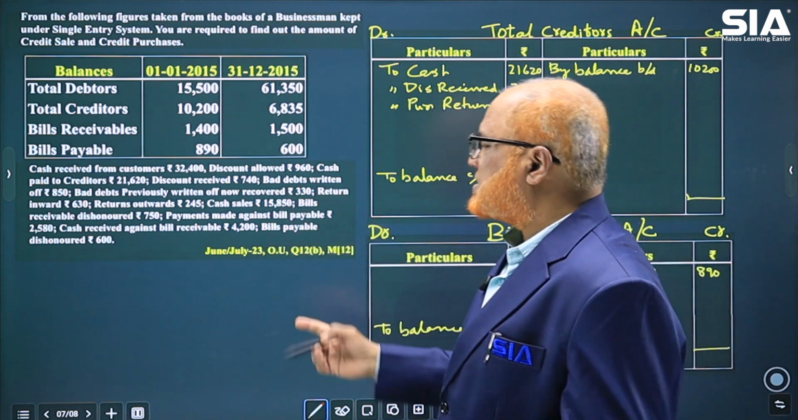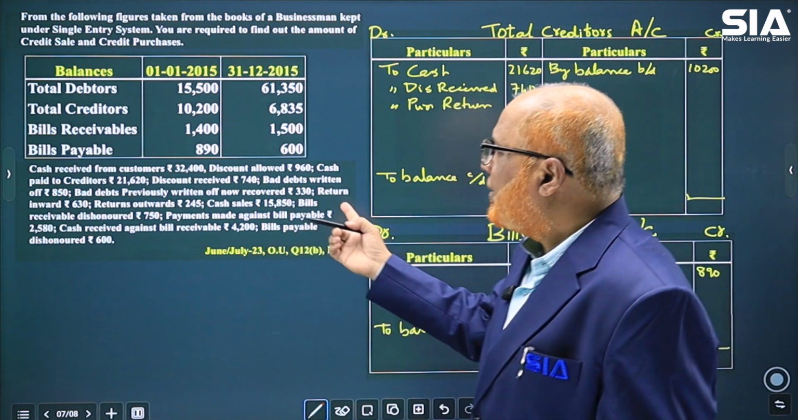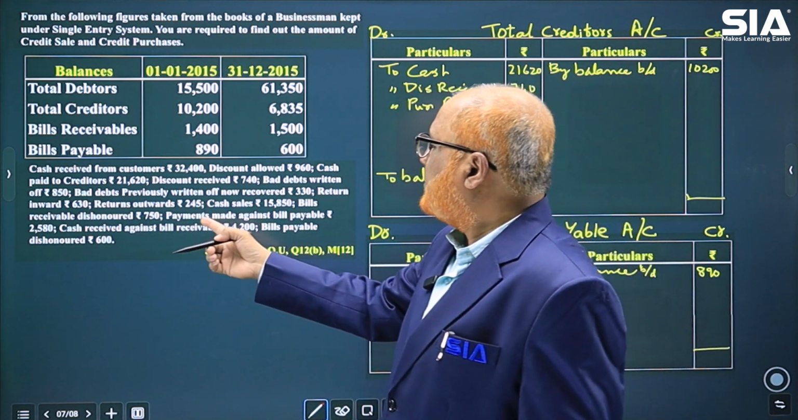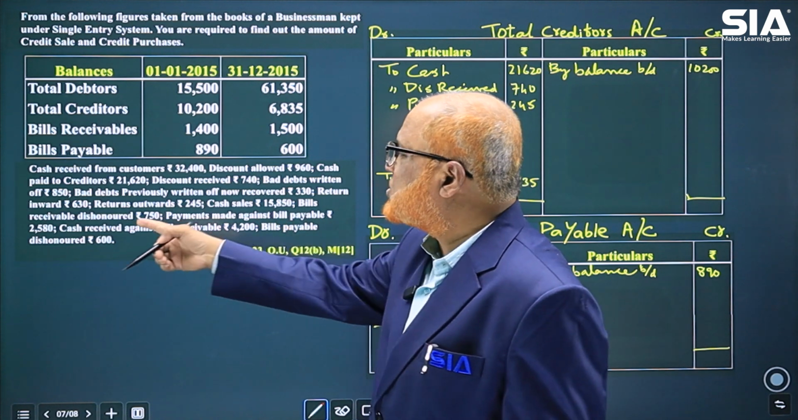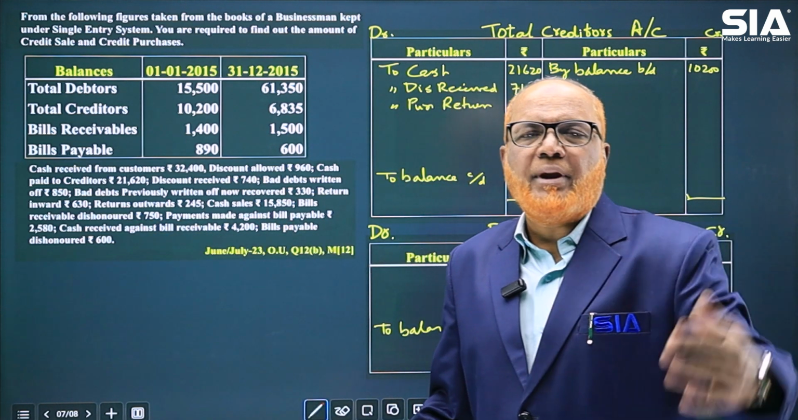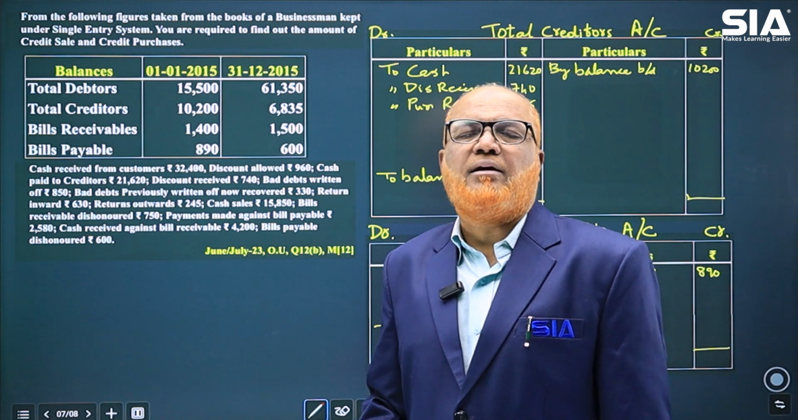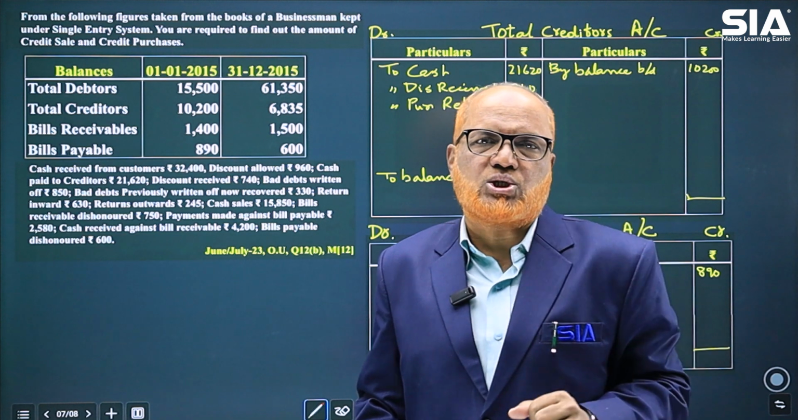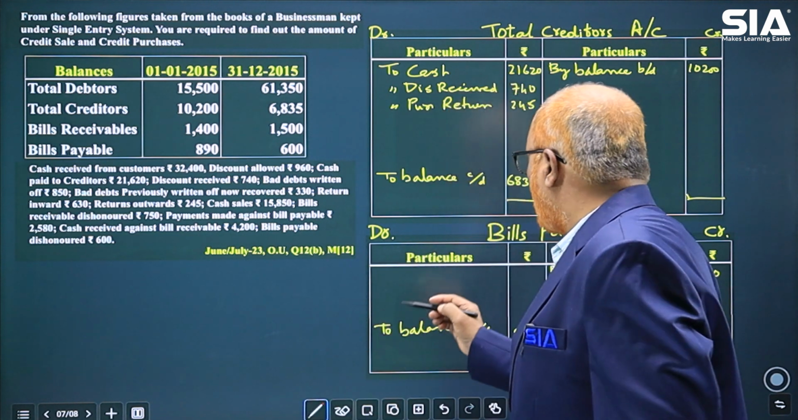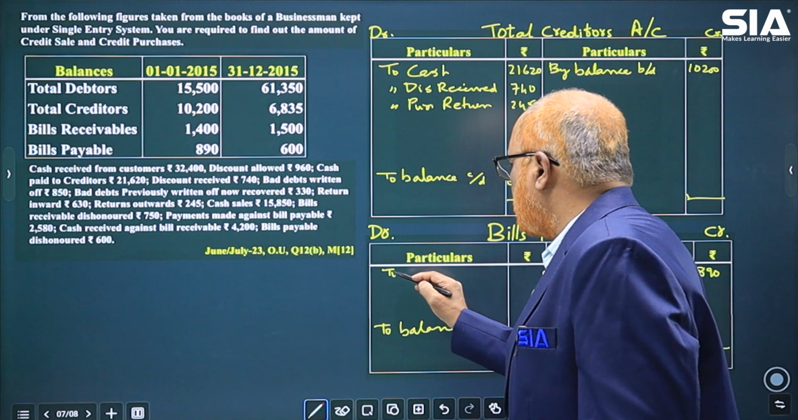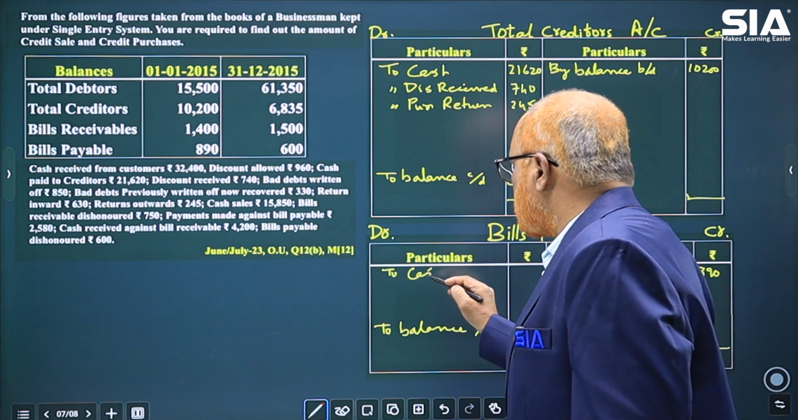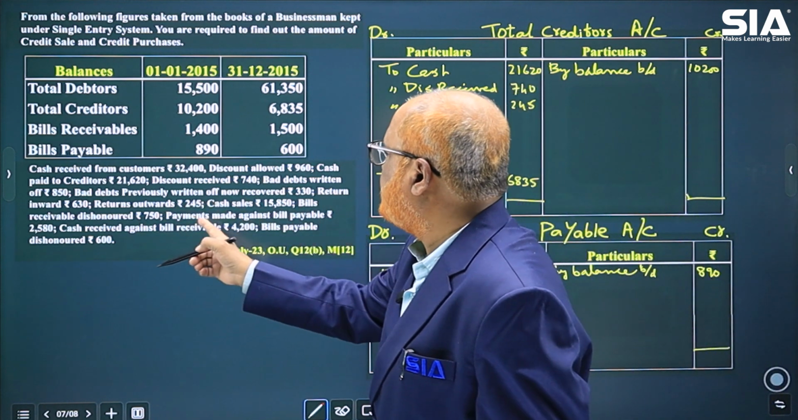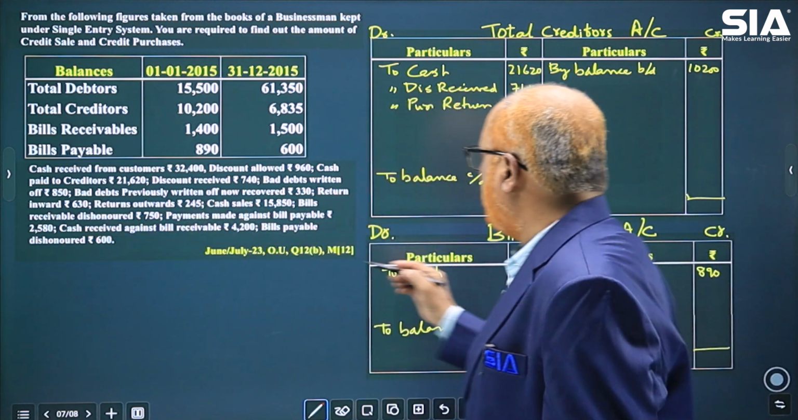Next comes cash sales. I already told you cash sales will not come. Bills receivable dishonored, already we have taken in debtors. Payment made against bills payable. Entry will be bills payable account debit to cash. So bills payable account debit side I am writing to cash. This is the cash paid on bills payable, 2580.